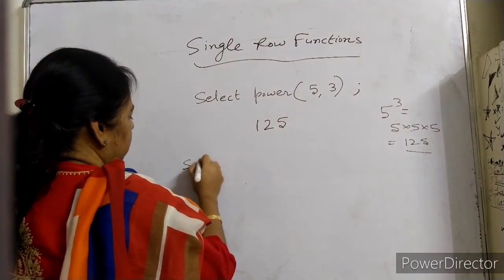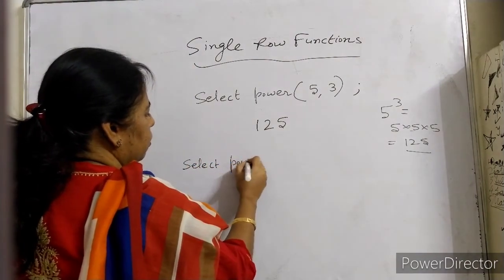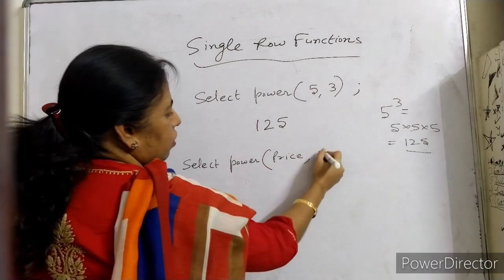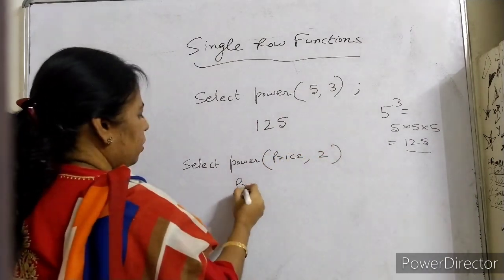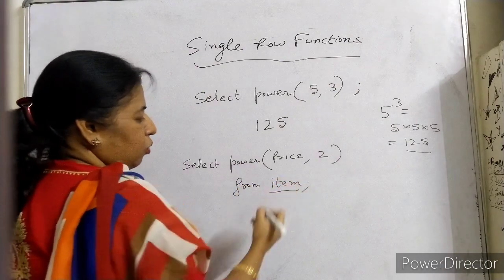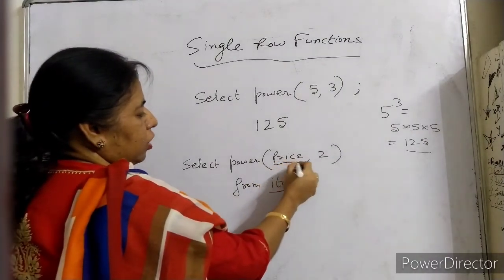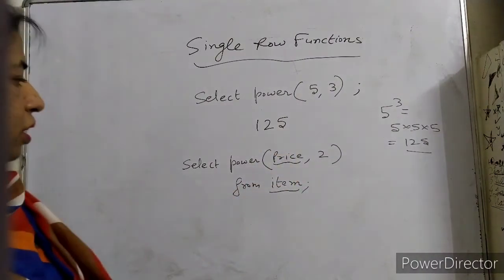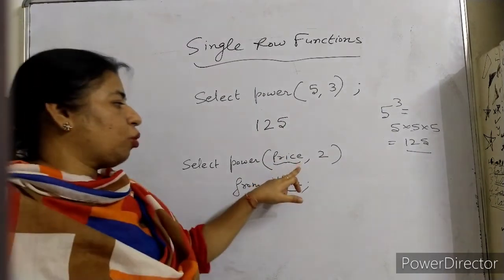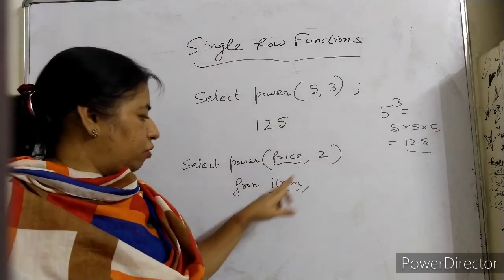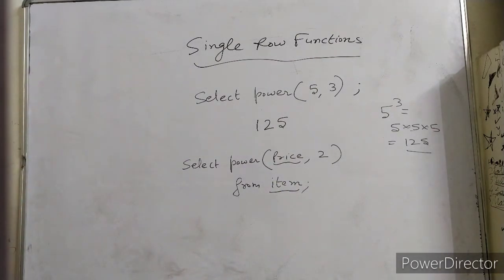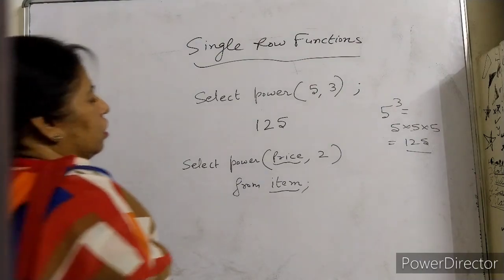If I am taking here, select power(price, 2) from item. Now you can see item is the name of the table and price is the name of the column. It means what does this query return? This query returns the square of the price column from the table item. Clear? This is how the power function works in MySQL.